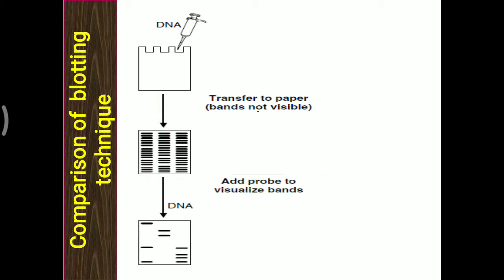So a DNA probe is added, and if the particular complementary sequence of the probe is present on the blotting paper, then it will be visualized with the help of autoradiography. Otherwise, no band will be seen in the autoradiograph. This technique to detect a particular fragment of DNA or a particular gene is called the Southern blotting technique, because it is DNA detection with the help of Southern blotting.